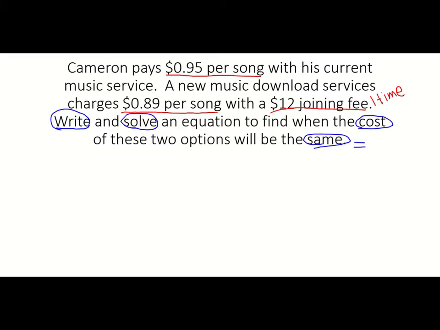So we're going to write an expression. On the left-hand side of my equation, we're going to write an expression to represent what Cameron is currently paying. So currently, Cameron pays 95 cents per song. So I need some variable to represent song. I'm going to use x. So currently Cameron pays 95 cents times x, because x is the amount of songs that he would be purchasing. And that's going to equal the second service because we want to see when these costs are the same.